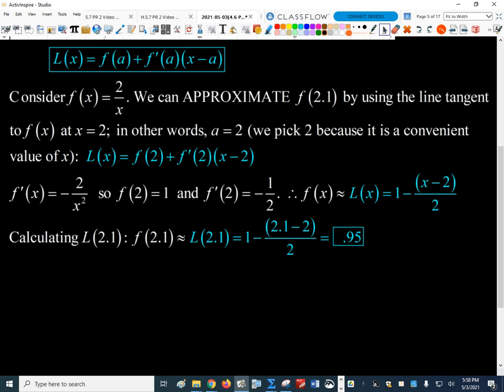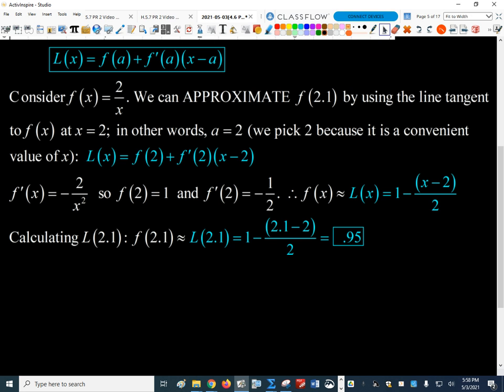So f of 2 we already established is 1. 2 over 2 is 1. f prime of 2 is going to be negative 2 over 4, right? Negative 2 over 2 squared, so that's negative 1/2. And now we're able to plug values into our linearization and just come up with a numerical answer. So L of 2.1 is f of a, which is 1, minus f prime of a. f prime of 2 is negative 1/2 times 2.1 minus 2. Okay, so instead of multiplying by negative 1/2, we're just going to combine those terms and say minus the quantity 2.1 minus 2 over 2.